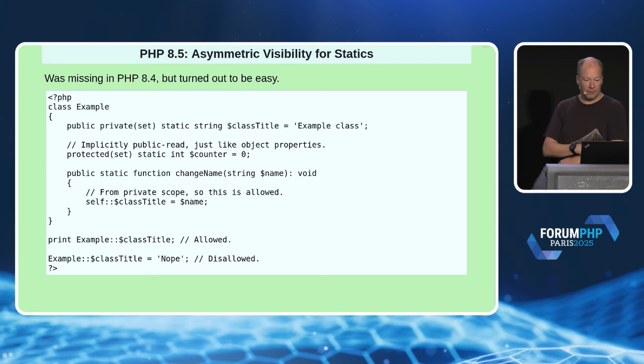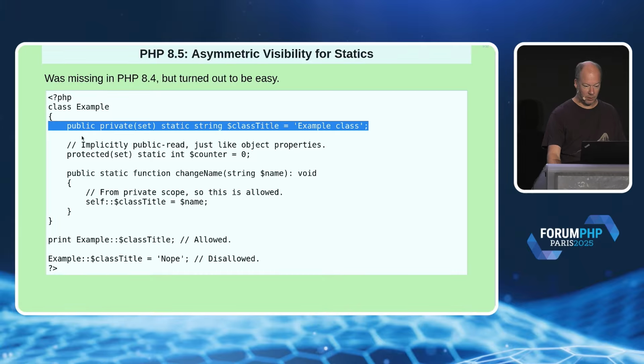But in PHP 8.4, we still missed one thing here. So we have this public private set for statics, which is something that wasn't allowed yet. Why not? We forgot about it. It's probably the correct way of doing that. So you can now do that as well. So you can have these static properties that have the dual visibility.